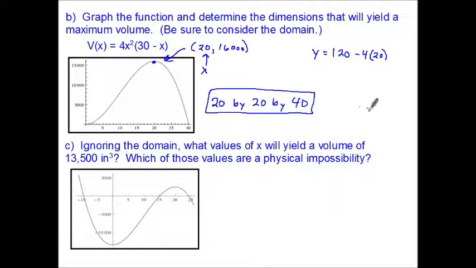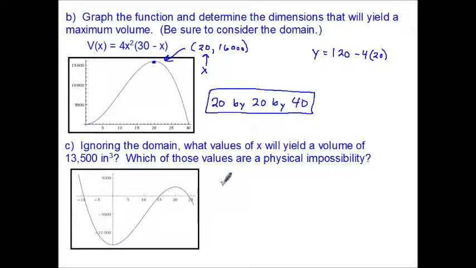Then for part C, the book asks this in kind of a weird way, I think. They make you do one where you have to pay attention to the domain first, and then they ask you one where you don't pay attention to the domain. But the book's doing it, so I'm going to do it in the same way, just so that you're prepared when you see it. Ignoring the domain, what values of x will yield a volume of 13,500 cubic inches?